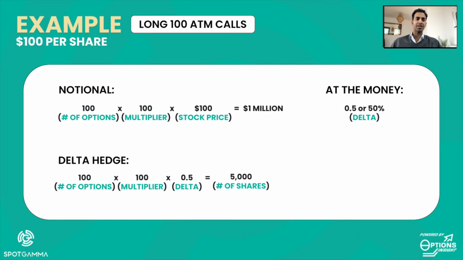Now, if you went ahead and sold those shares, your option would be delta hedged, or delta neutral. If you want to see what the notional is of your delta hedge, well, that's just 5,000 shares multiplied by the stock price of 100, which is $500,000 notional, which is exactly 0.5 times the notional of the option, which was $1 million.